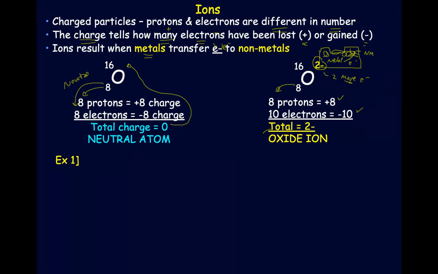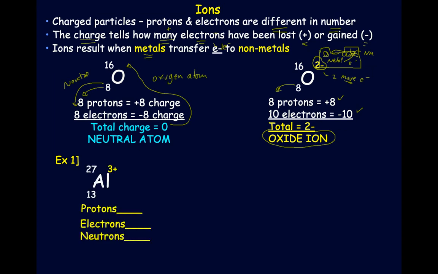And you can see we changed the name from an oxygen atom to an oxide ion. So this would be oxygen atom to oxide ion. Okay, so a good example is aluminum +3.